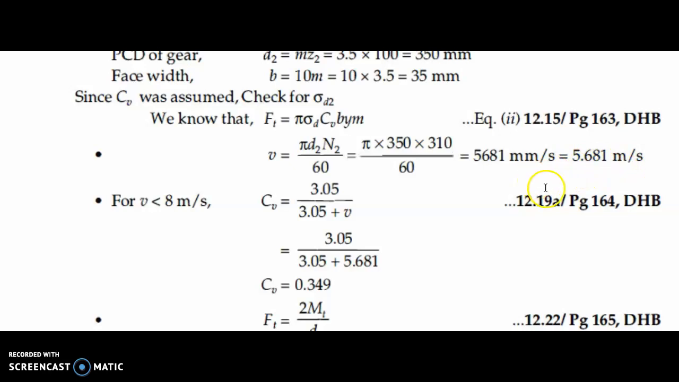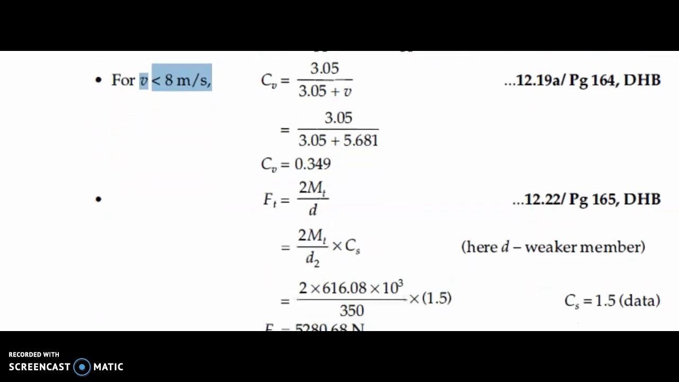Again you can take your data book, where there are a lot of equations. Equation 12.19a gives the value of Cv. We get v is equal to 5.68, which is less than 8 meter per second, so we use this equation for Cv. Using that equation, Cv is equal to 0.349.